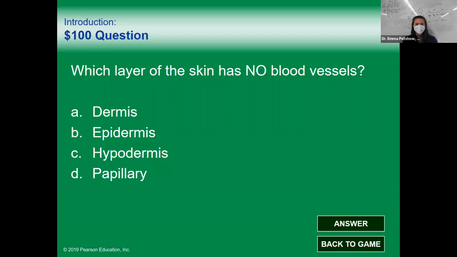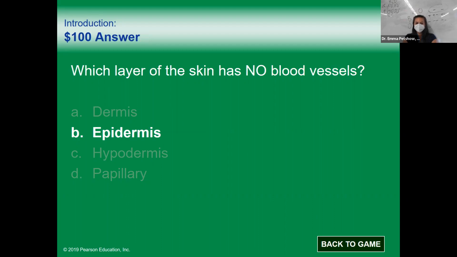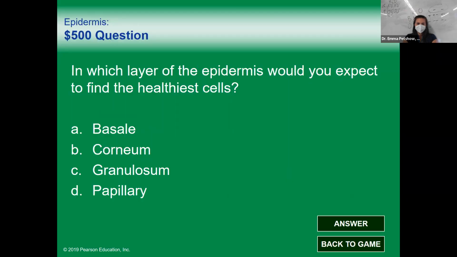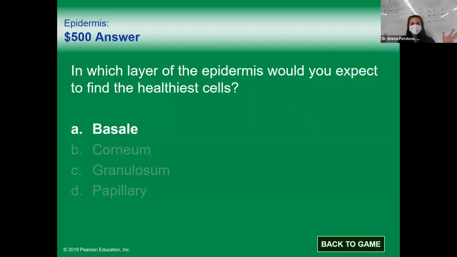Intro 1. Okay, what layer of the skin has no blood vessels? Good. Epidermis. The papillary is part of the dermis. Hypodermis is below. Epidermis, no blood vessels. Epi 5. In which layer of the epidermis would you expect to find the healthiest cells? And that's kind of tricky. You also assume the most metabolically active. Yeah. Basale, the base layer, where our stem cells are. Absolutely. It's also closest to the blood, right? Closest to the dermis.